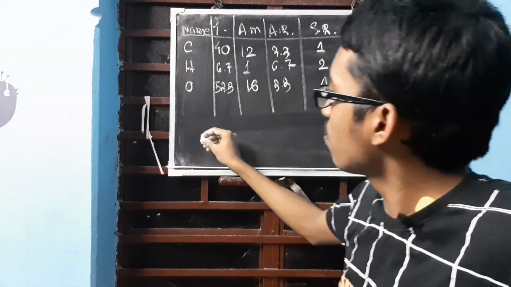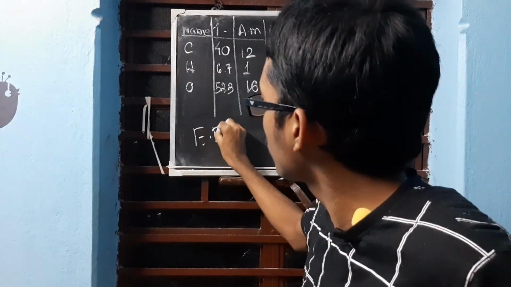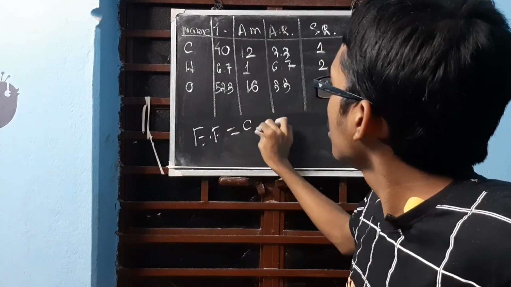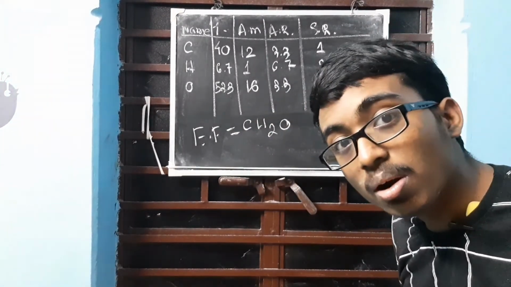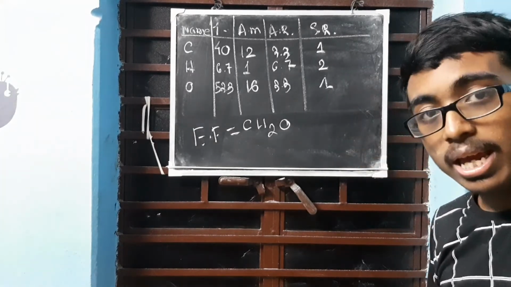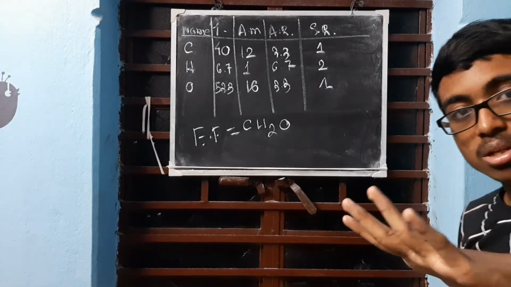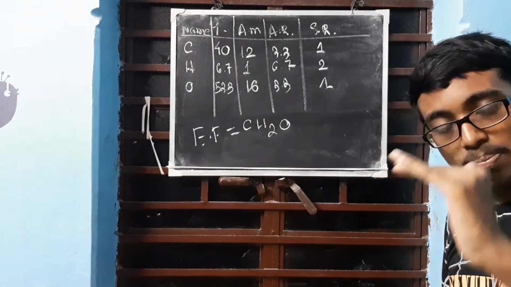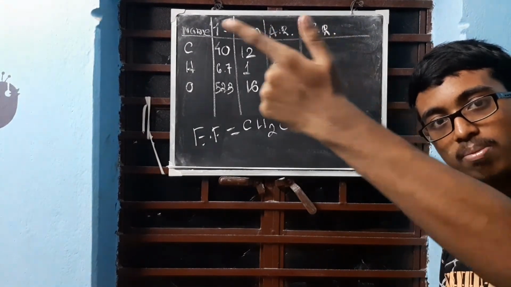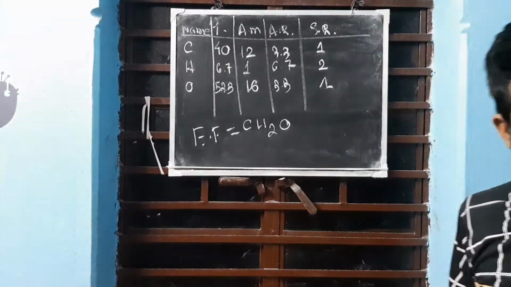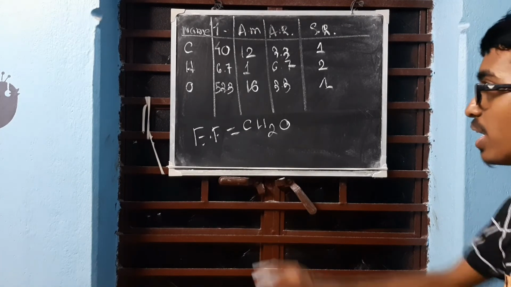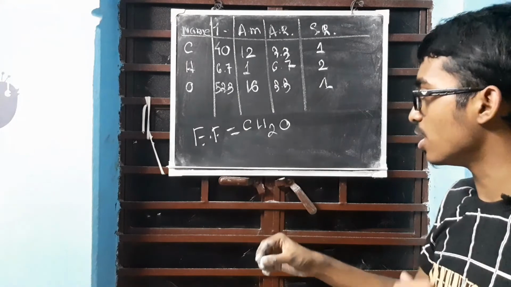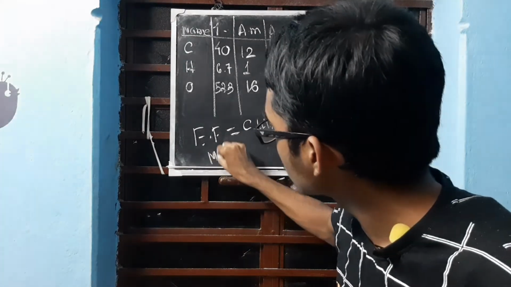So what is the empirical formula? Write CH2O. Got it? Now the molecular formula has to be found out. How will you find the molecular formula? N equals molecular formula mass divided by empirical formula mass. Empirical formula mass is below, molecular formula mass is above. So from here you cannot get the molecular formula mass until you are given the molecular formula mass. Are we given yet? No. So let me tell you now: 60. So molecular formula mass is 60.